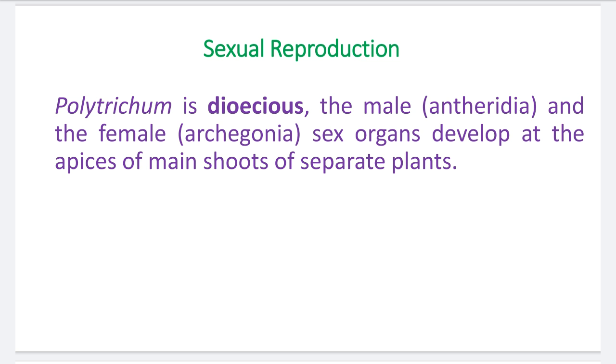Polytrichum is dioecious. Dioecious means what? The male antheridia and female archegonia reproductive organs or sex organs develop at the apices of the main shoots of separate plants. Dioecious means male plant is different, female plant is different. At the apex of male plant, antheridia develop, and at the apex of the female plant, the archegonia develop. So in this way, Polytrichum is a dioecious plant.